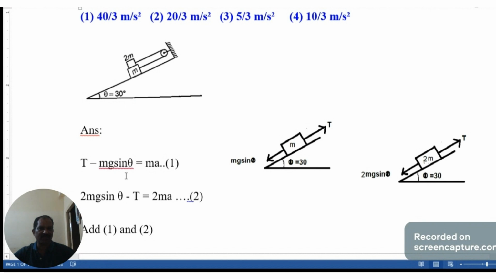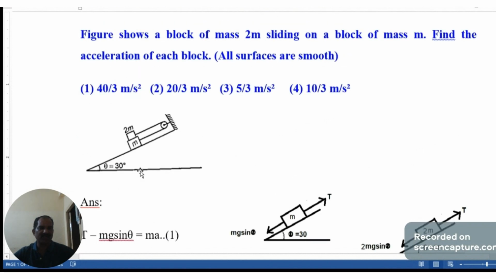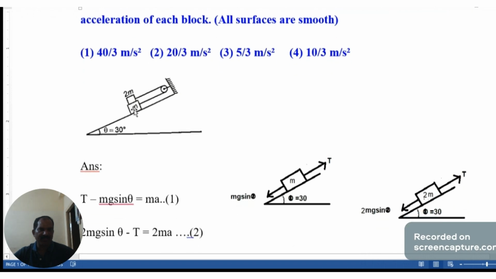So look at this question, children. The figure shows a block of mass 2m sliding on a block of mass m. Find the acceleration of each block. Okay, so here we can see that m will be going upside and 2m will be accelerating downside.